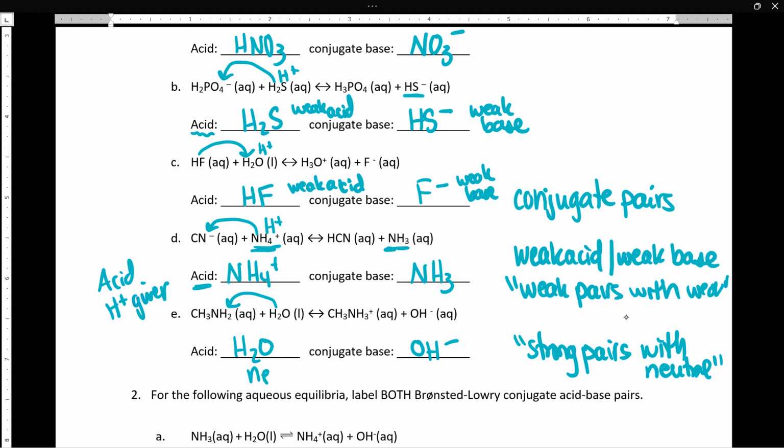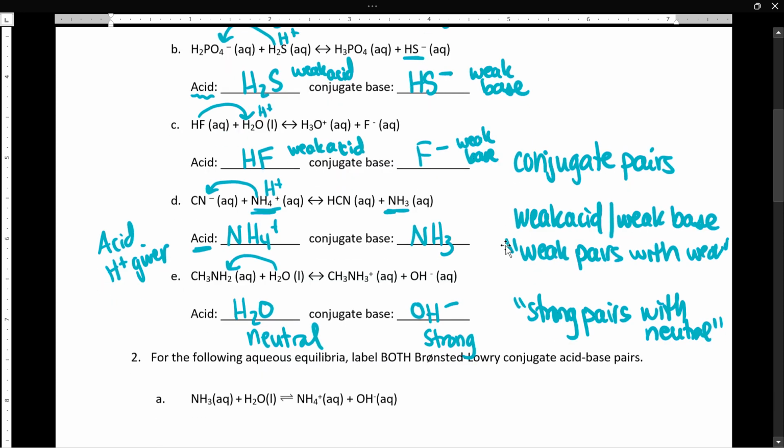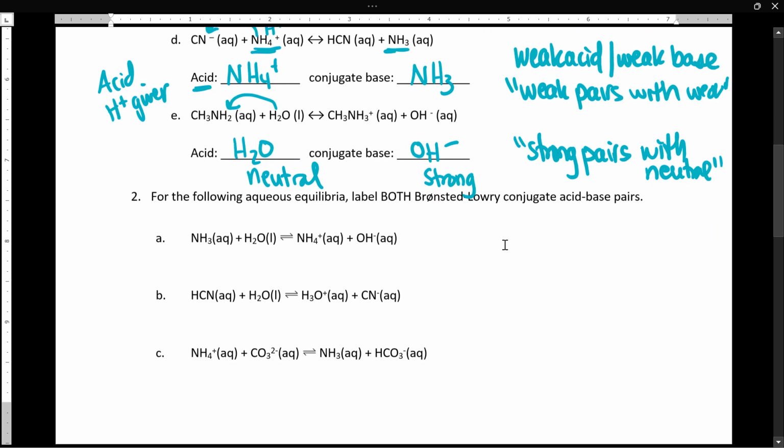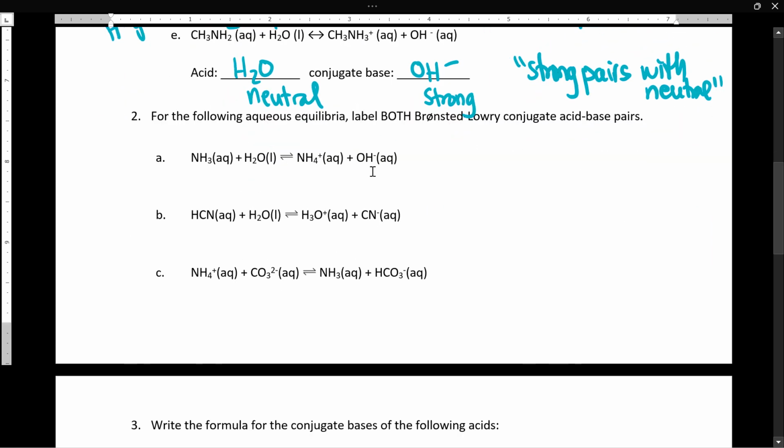Water is neutral, and the conjugate base of water is, well, basically the strongest base you can get. It's just pure hydroxide. All right, so this is a strong base. Its conjugate is neutral. A weak base, its conjugate is going to be a weak acid. So that's just a good rule to keep in mind that I thought I would bring up here since we're looking at some pairs. Okay, now let's take a look at some other examples.